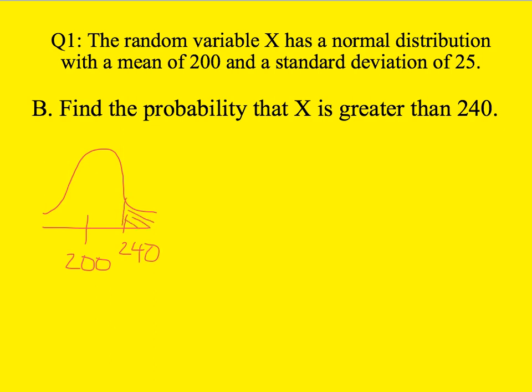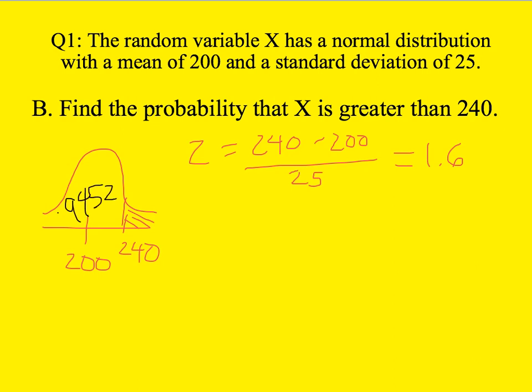Okay, I want what's greater than it. I know that z would be 240 minus 200 over 25. We just got that number, which is 1.6. This time it's a positive 1.6. So if I looked in the table for a positive 1.6, I see what's less than it is 0.9452. So this area here is 0.9452. So I need to subtract that from 1 to get the number I'm looking for.